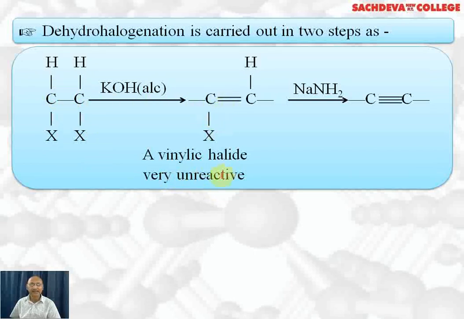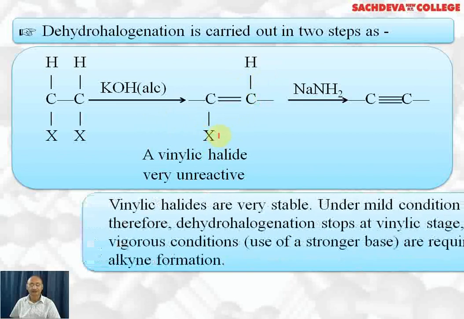This is a vinylic halide, which is very less reactive. If we treat it with a stronger nucleophile generator, that is sodamide, which will generate NH2 negative, H from here and X from here will be removed and a triple bond will be formed. That's the way dehydrohalogenation is carried out. Sodamide has the same function as alcoholic KOH. That is the source of a strong nucleophile which first abstracts a proton and then X negative is automatically removed when we get the triple bond and the elimination reaction takes place.